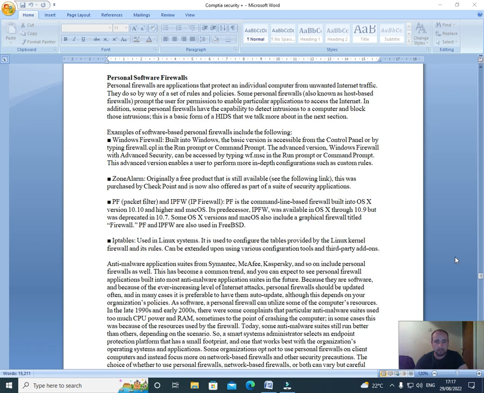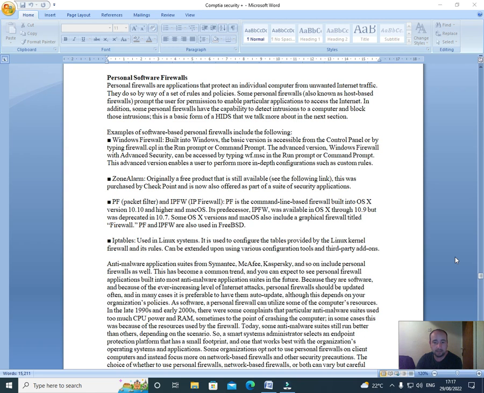Examples of software-based firewalls include the following: Windows Firewall. Built into Windows, a basic version is accessible by the Control Panel or by typing firewall.cpl in the Run prompt or command prompt. The advanced version, Windows Firewall with Advanced Security, can be accessed by typing wf.msc in the Run prompt or command prompt. This advanced version enables a user to perform more in-depth configurations such as rules. ZoneAlarm, originally a free product, is still available. See the following link. This was purchased by Checkpoint and is now offered as part of a suite of security applications.